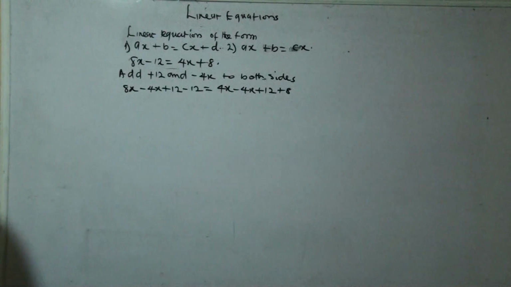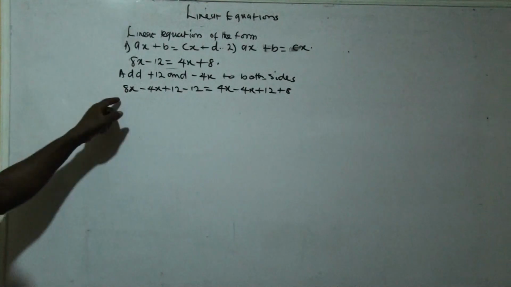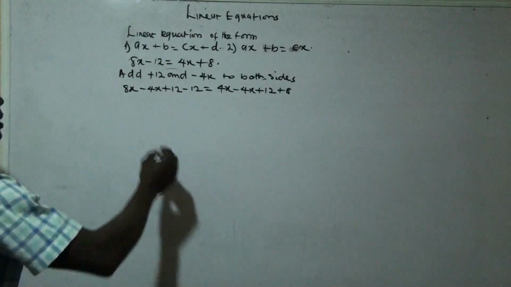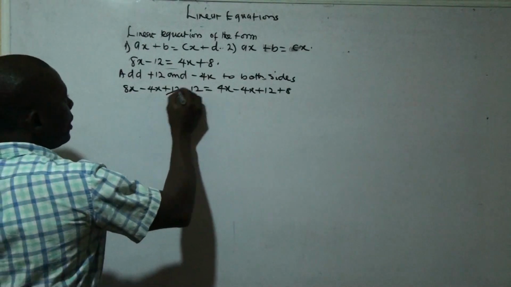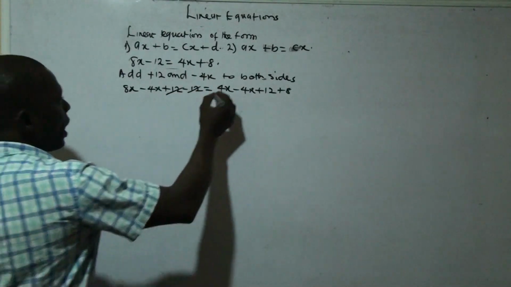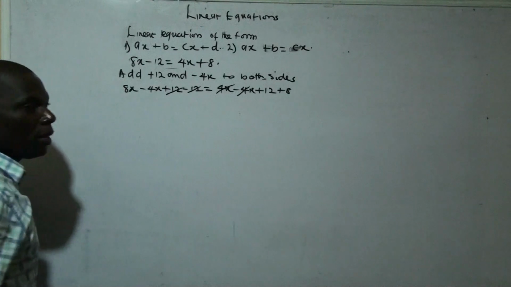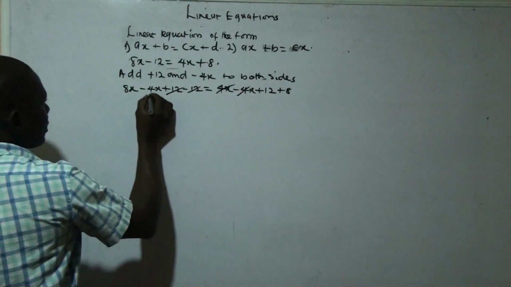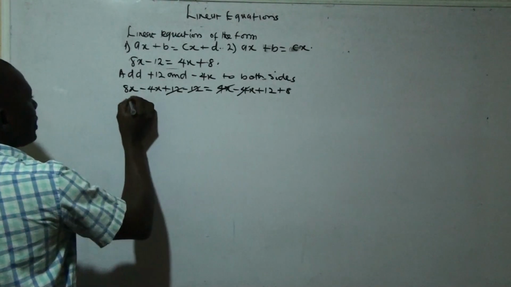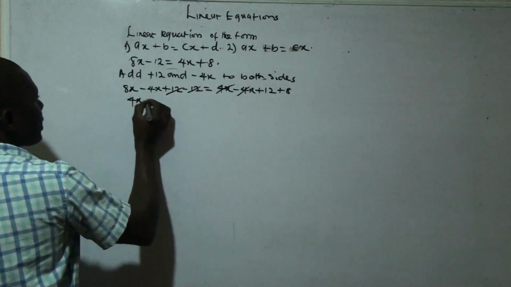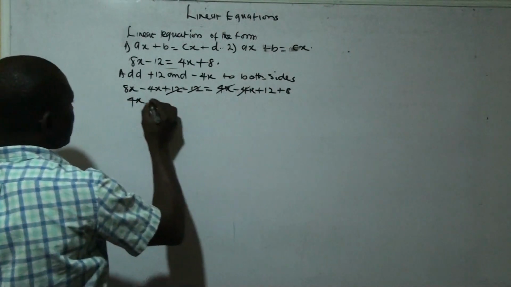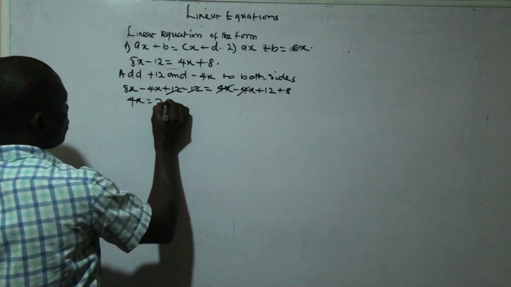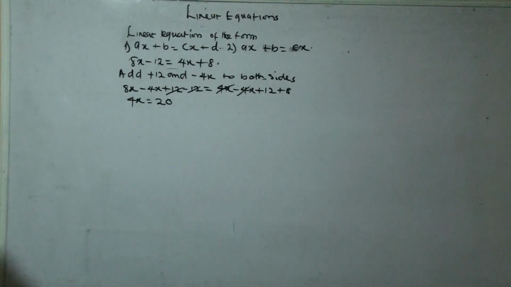You see the procedure now. We will see that this and this cancel out. Let's remove this and this, they cancel out. And here 8x minus 4x will give us 4x. 12 plus 8 will give us 20. Okay, the process has been reduced.